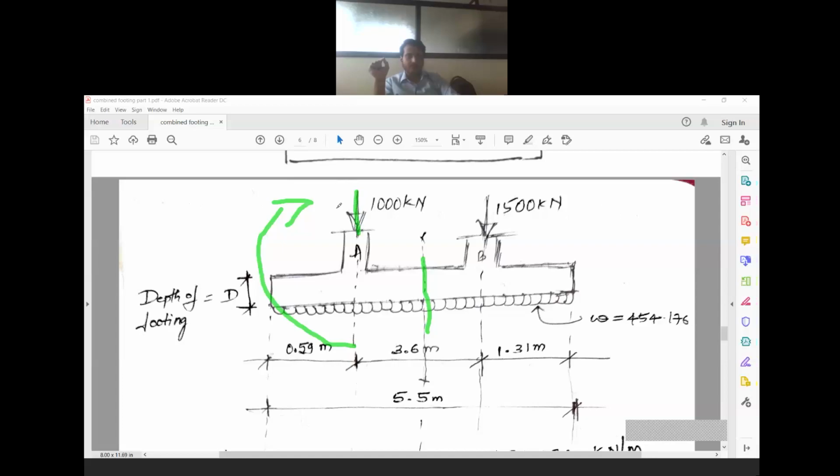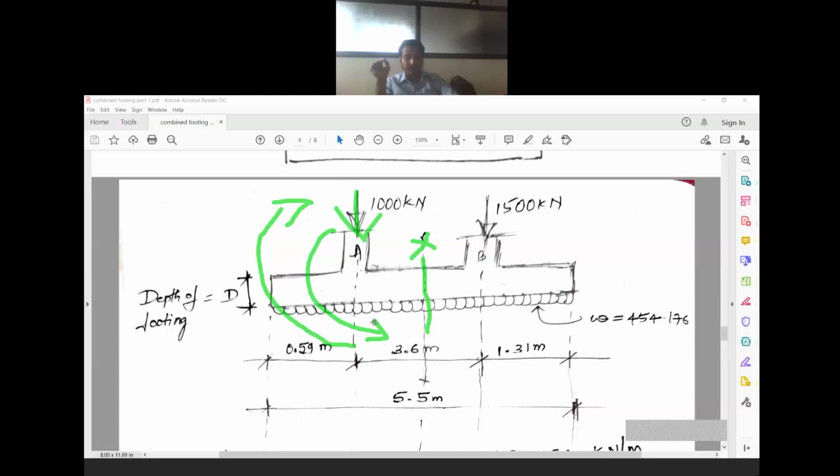Next, what is the other type of loading we have? We have 1000 kilonewton which is acting downward. This will cause the moment to go downwards, that is, it creates anticlockwise. So 1000 kilonewton is acting at a distance of 1.6 meter from x. So this is x. So this is X. Okay.